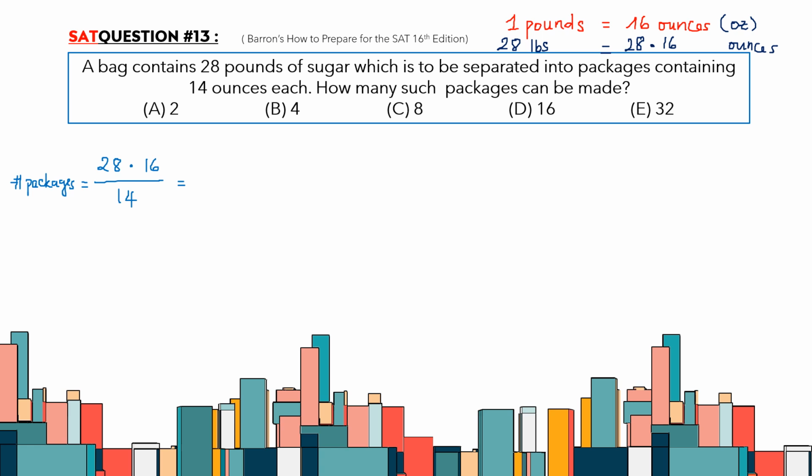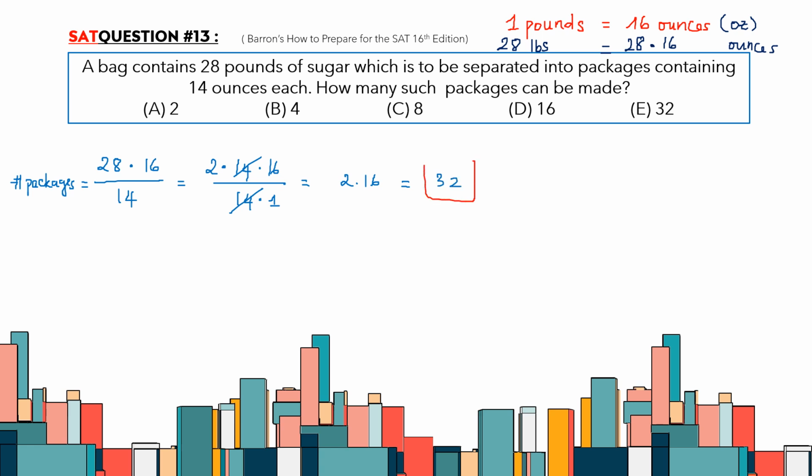To make it easy, we'll divide the 28 into 2 times 14 times 16 over 14. And we can cancel this 14. We're left with 2 times 16. When you cancel the top and the bottom, we're left with 1. So 2 times 16 divided by 1 is 2 times 16. That makes 32.